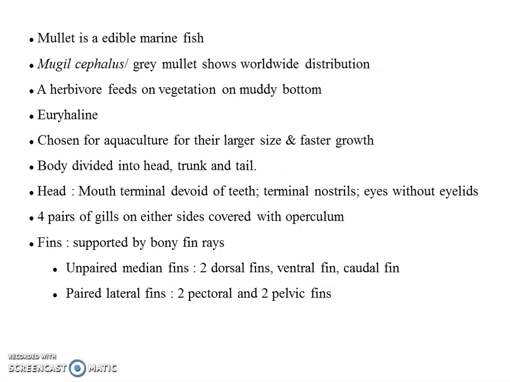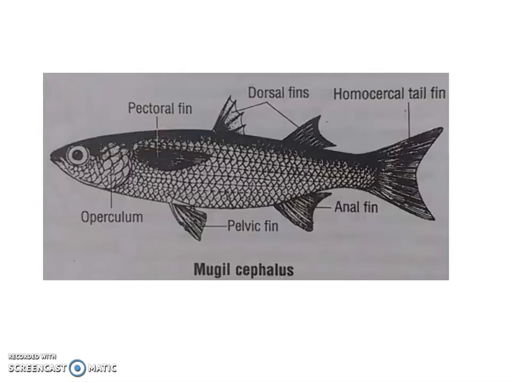Now, because of its larger size and faster growth, it is chosen for aquaculture. It attains a larger size, that is, it has a high amount of flesh, and it grows faster. That is, in a smaller period of time, we can have a larger sized fish to be marketed. So it is preferred for aquaculture. Now, basically, the body is divided into head, trunk, and tail. You can see it in this figure. Here is the head, then the trunk, and the tail portion.